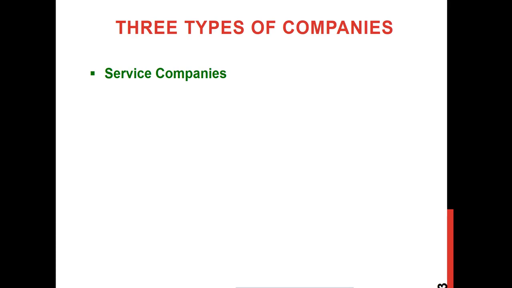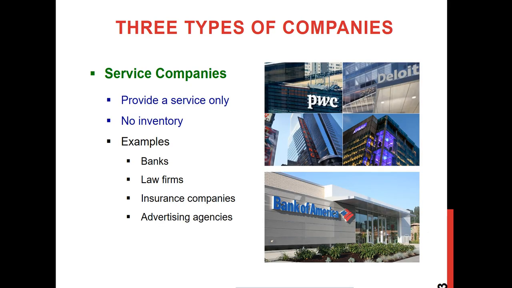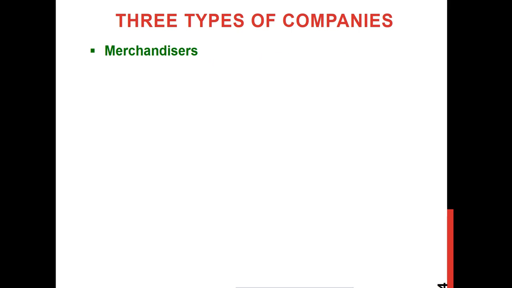First, let's talk about service companies. These types of companies usually provide a service, and they usually don't produce or manufacture any product. Rather, they just provide a service and they don't have any inventory. For example, you can think of a bank, a law firm, advertising agencies, insurance companies. So usually these types of companies will not produce any product, rather they will just provide service.